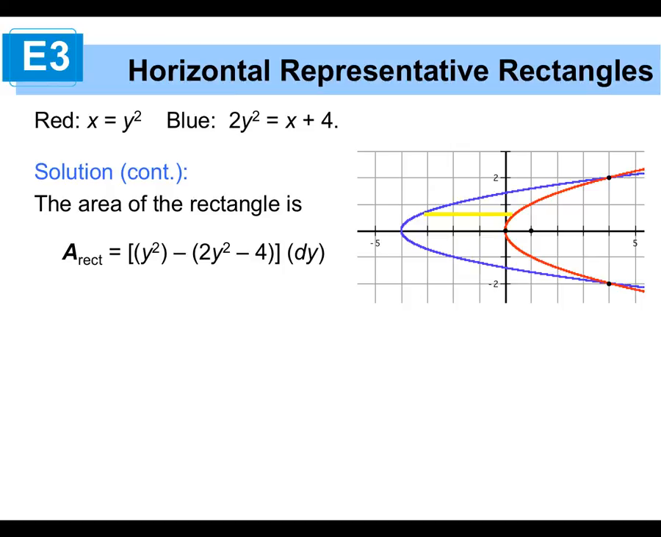Okay, area of the rectangle. Right minus left. The right function is the red one, which is y squared. The left function is 2y minus 4. Subtract those. Be careful with parentheses. These parentheses are very important because you're going to have to distribute the minus sign. And because we're working with horizontal rectangles and everything is in terms of y, you have a dy. Okay. So horizontal will always be in terms of y. Vertical will always be in terms of x.